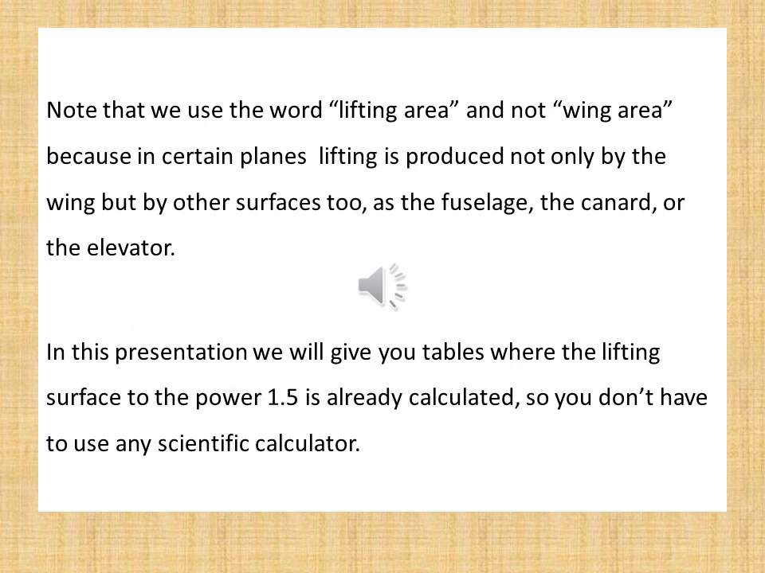Note that we use the words lifting area and not wing area because in certain planes lifting is produced not only by the wing but by other surfaces too, such as the fuselage, the canard, or the elevator. In this presentation we will give you tables where the lifting surface to the power 1.5 is already calculated, so you don't have to use any scientific calculator.